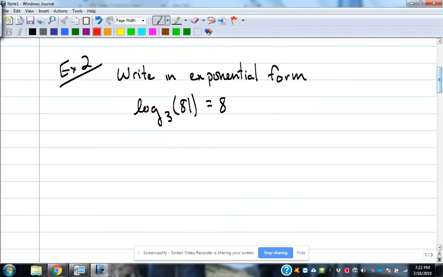Also, taking a logarithmic expression and rewriting it as an exponential. So we have log base 3 of 81 is equal to 8. So we can say base of 3, exponent of 8 is equal to 81.